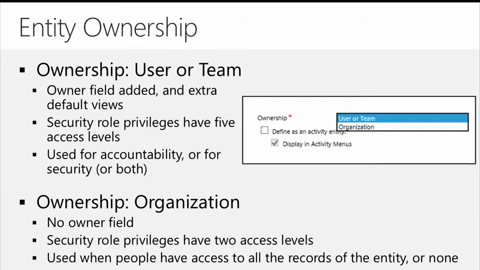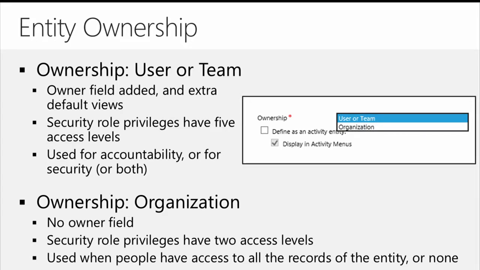The other option you have is what is called organization owned. Basically at that point you're saying that there is no physical one person or group of people that are responsible for this record or this group of records. Basically, these are owned by the organization. So there's no ownership field that's tied to it. From a security standpoint, you either can work with that entity or you can't work with it. These are when people basically need to have access to all records within the organization or no access.